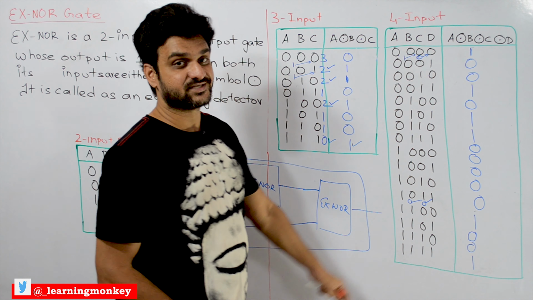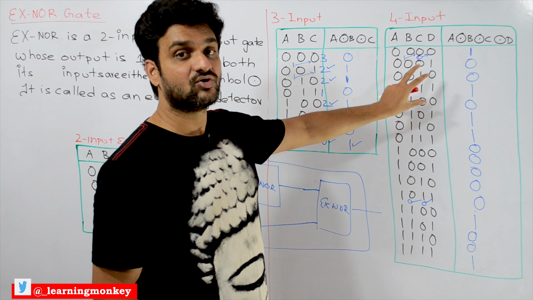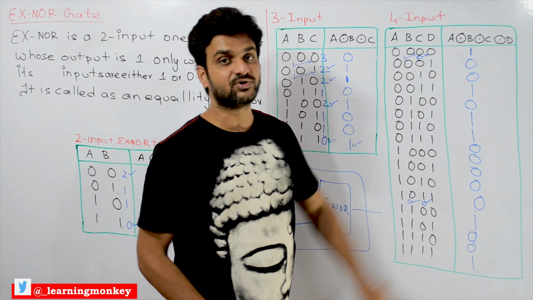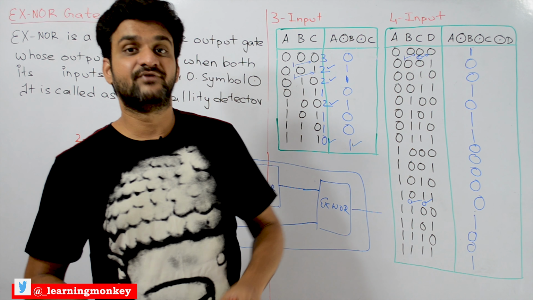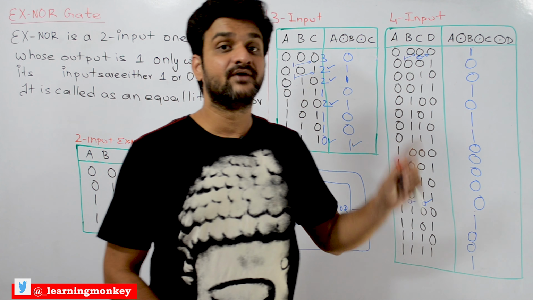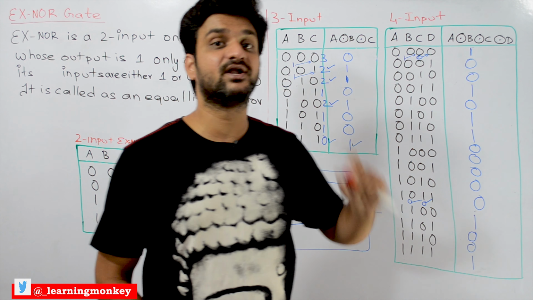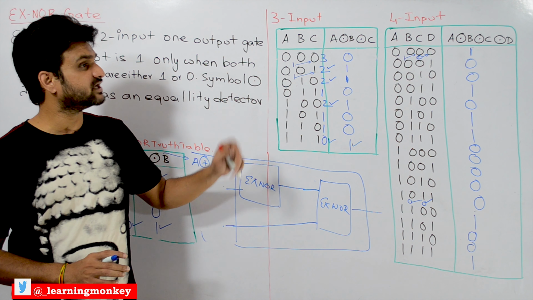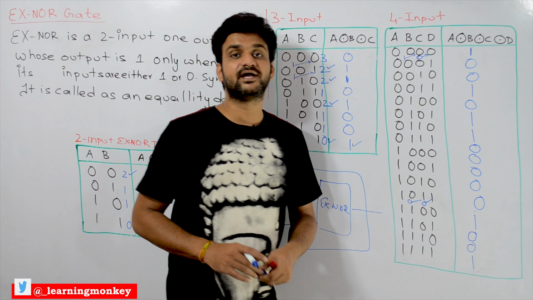Similarly, if you take this, here also you check on your own by taking this truth table whether you are getting the same output whenever the number of zeros in the inputs is even, whether it is producing an output of 1 or not. You check for the 4 input XNOR gate. Okay, so this is all about the XNOR gate. Hope you get the clarity on this concept.